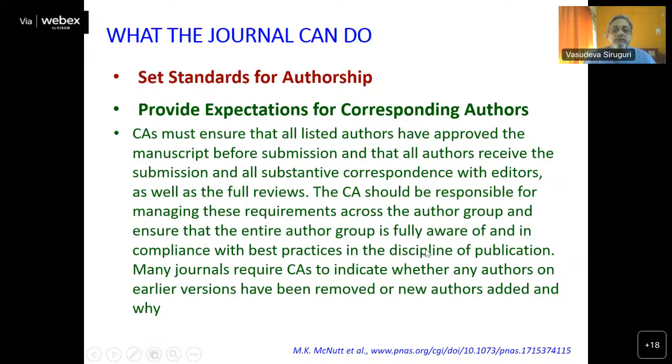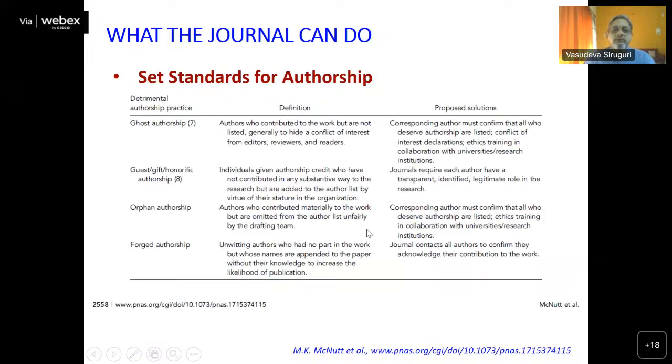And then many journals ask the corresponding authors to indicate whether any authors on the earlier versions of the manuscript have been removed or whether any new authors have been added. And if they have been added or removed, why have they been removed? Why have they been added? So that everything has to be given because these are the areas where the misconduct actually creeps in. And these are, of course, I have told you the definitions of different kinds of authorship: ghost, gift, orphan, and forged authorships.